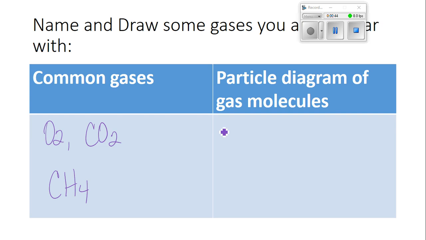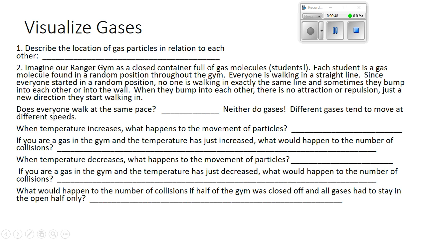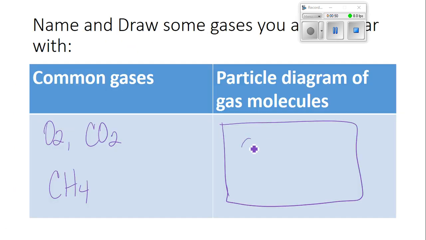So when we think about our particle diagram, we want our molecules to be very spread out. Oops, lost my molecules. All right, so make them really spread out, far away from each other. If you wanted to specifically do oxygen, you could make each one of these diatomic, and then I really have a perfect particle diagram. Oops, they gotta be touching. There we go. All right.